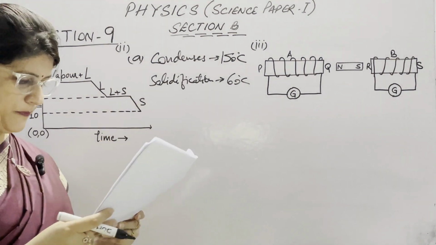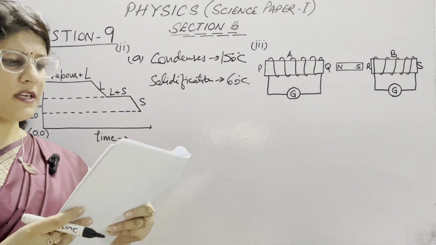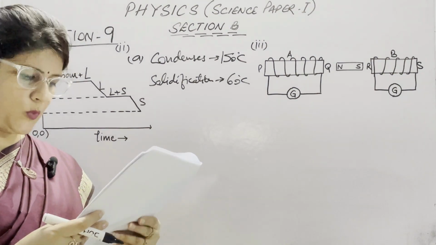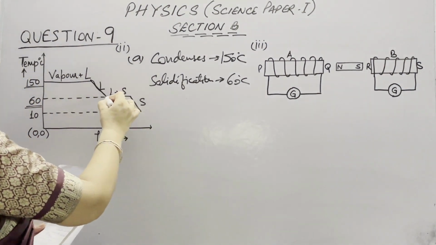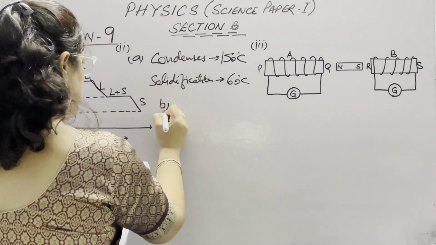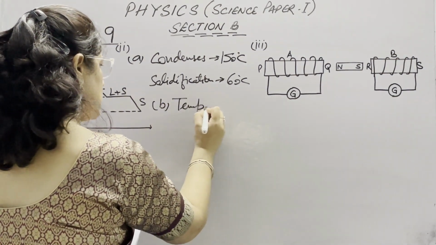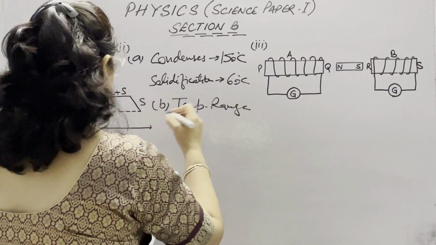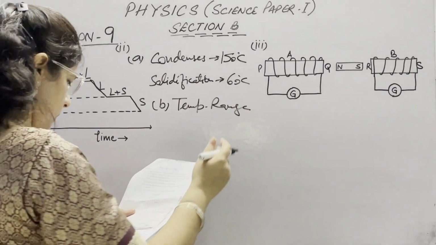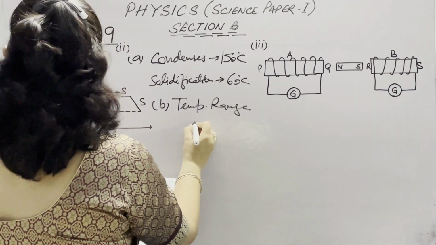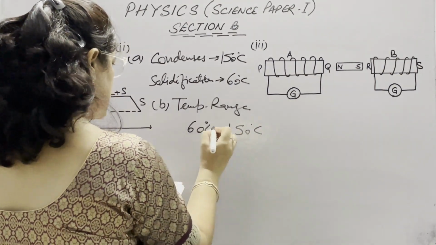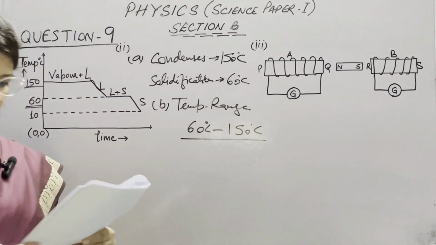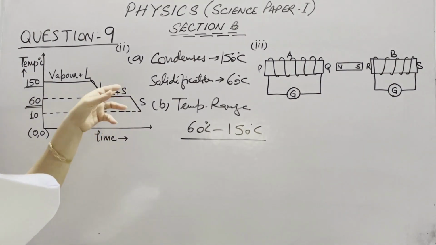In B part, the temperature range in which the substance is in liquid state. You can see this whole is liquid phase. So, B part, the temperature range in which the substance is in liquid state is from 60 to 150 degrees Celsius. So this is the range in which the substance is in liquid phase.